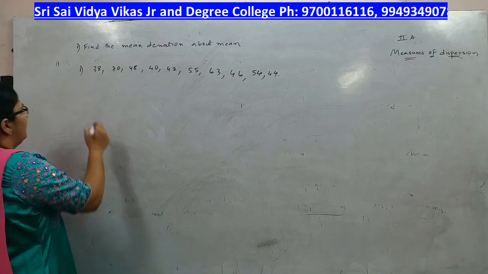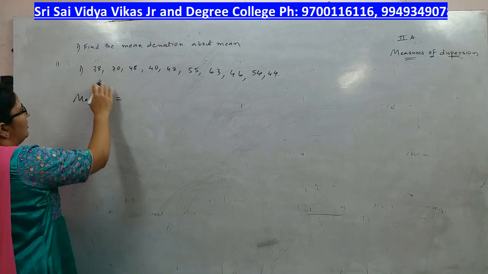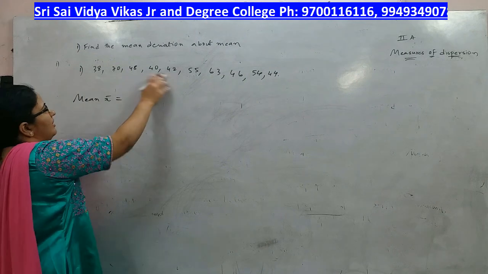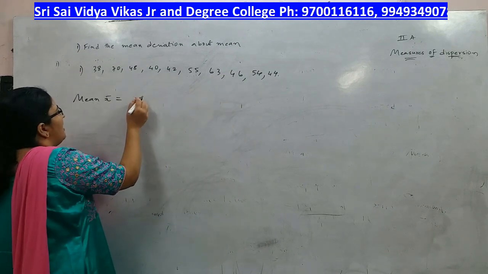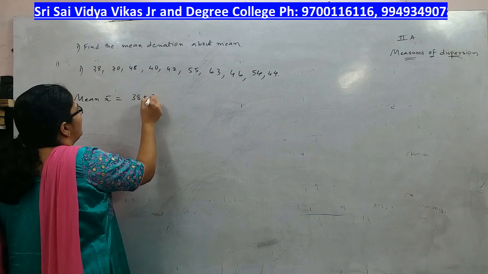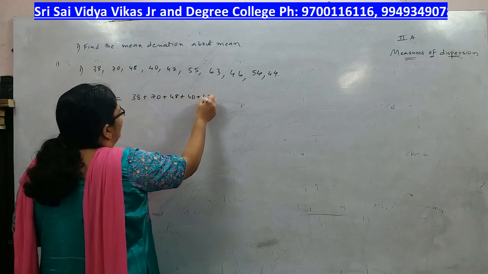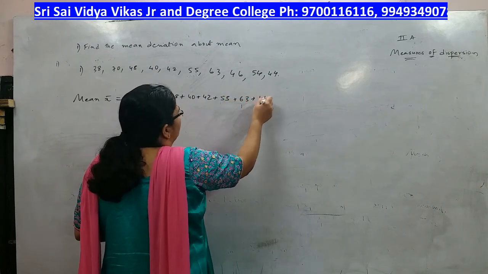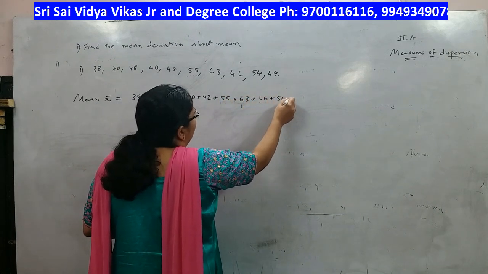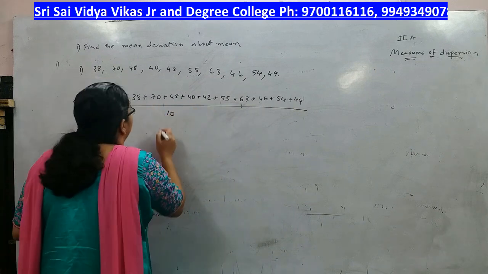Now, mean x bar. How many values are there altogether? 10 values are there. You have to add all these values: 38 plus 70 plus 48 plus 40 plus 42 plus 55 plus 63 plus 46 plus 54 plus 44, by 10.